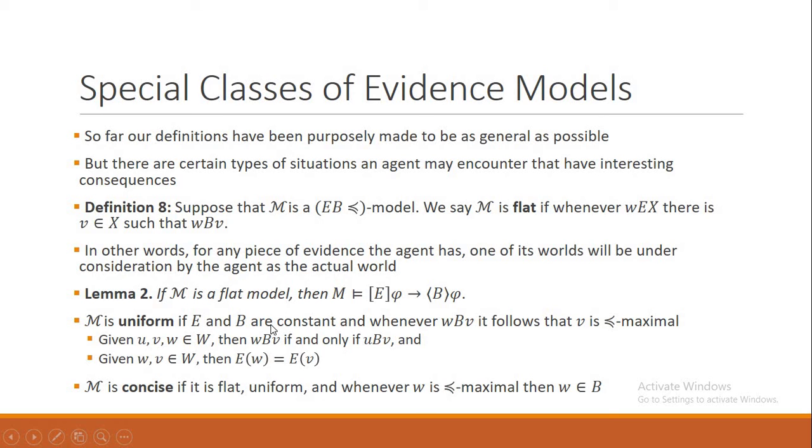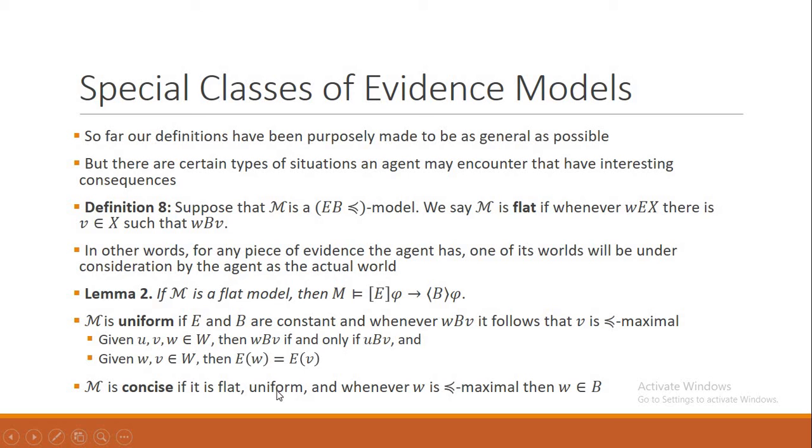And B should also be constant in a uniform model. What this means is that for worlds U, V, W, V is accessible to W by B if and only if V is also accessible to U by B. So if V is accessible to some world W by B, then it should be accessible by B to any other arbitrary world U. So M is uniform if E and B are constant, and whenever V is accessible to W by B, it follows that V is plausibility maximal. What this means is that V is the most plausible world.